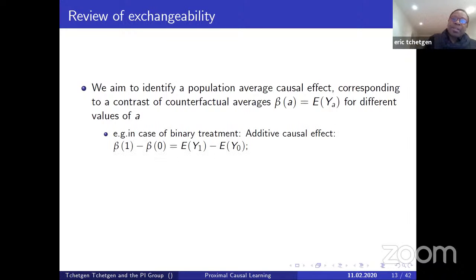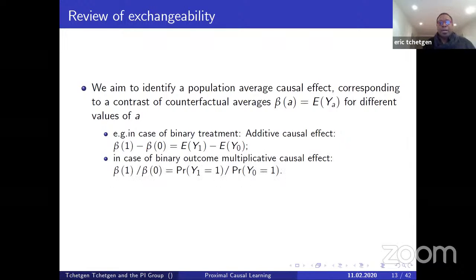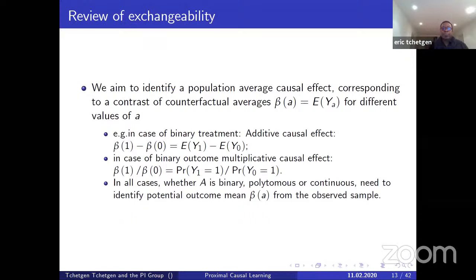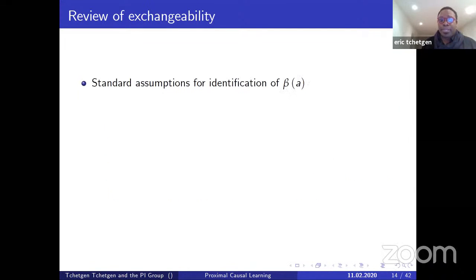For example, in the case of a binary treatment, you might look at an additive causal effect. And we are not necessarily restricting ourselves to binary treatment, I should say. In the case of a binary outcome, you might look at a multiplicative causal effect. In all cases, whether A is binary, polytomous, or continuous, we need to identify a potential outcome mean beta(a) from the observed sample. So it suffices to talk about beta(a), not whatever scale you're interested in for measuring an average causal effect.